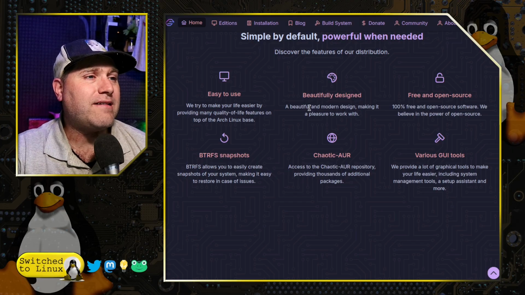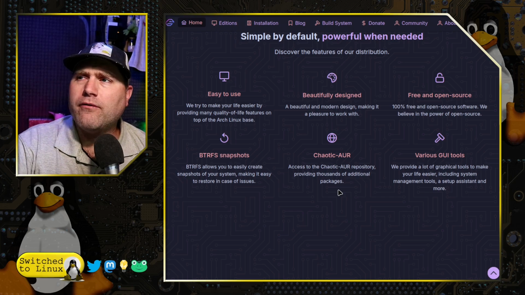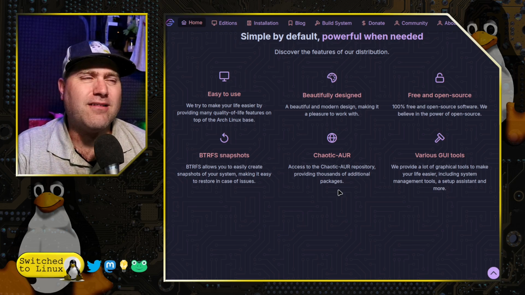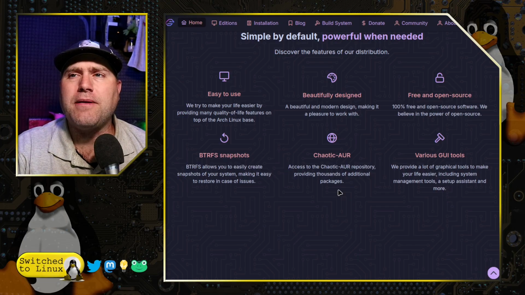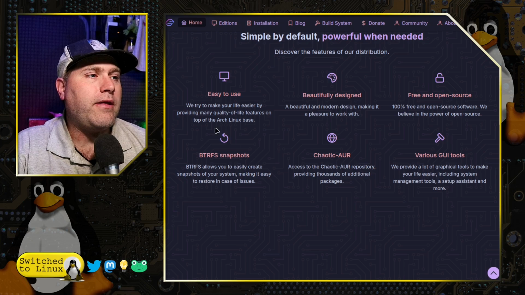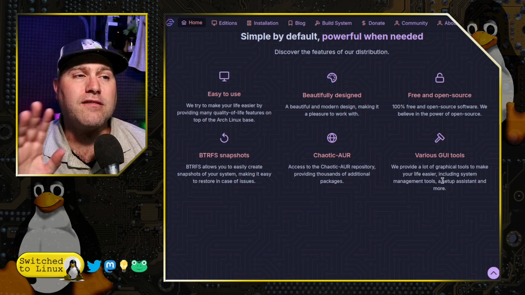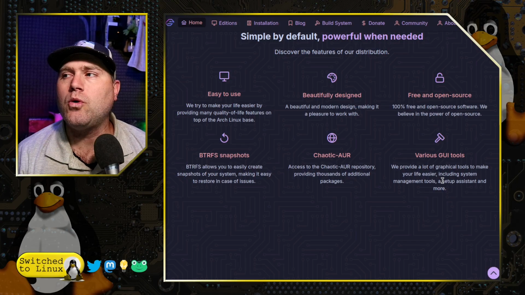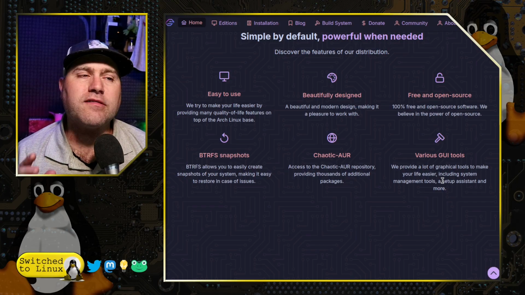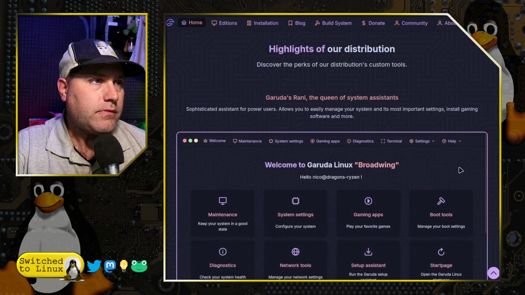It is, of course, FOSS. They have the Chaotic AUR repository providing a lot of extra packages. I think they're involved in the development of this. I was not able to find a ton of information. There's a separate page about it, but I wasn't able to find a lot about who was behind it. They do have Btrfs, which has snapshots built in as well, and they do have, this is what's really the standout tool, a lot of GUI tools in order to help you along.